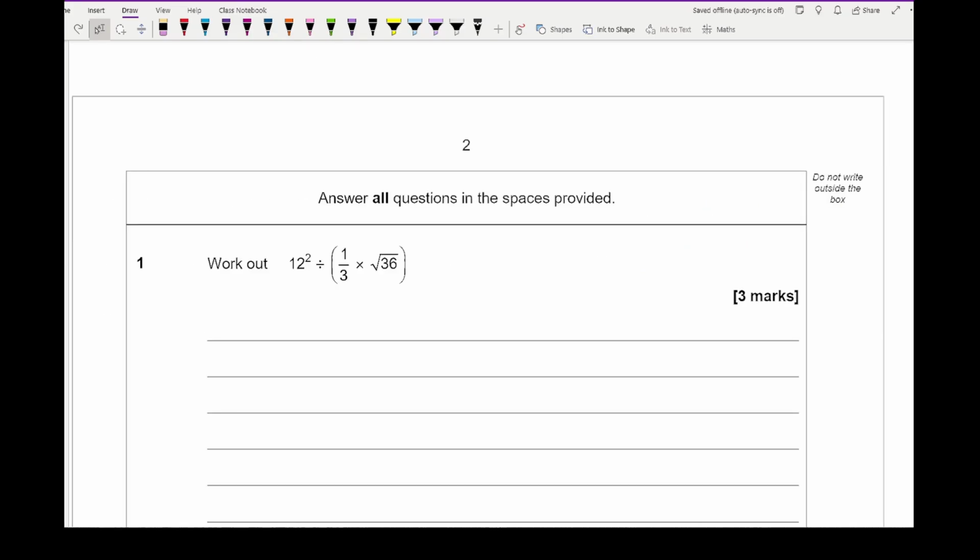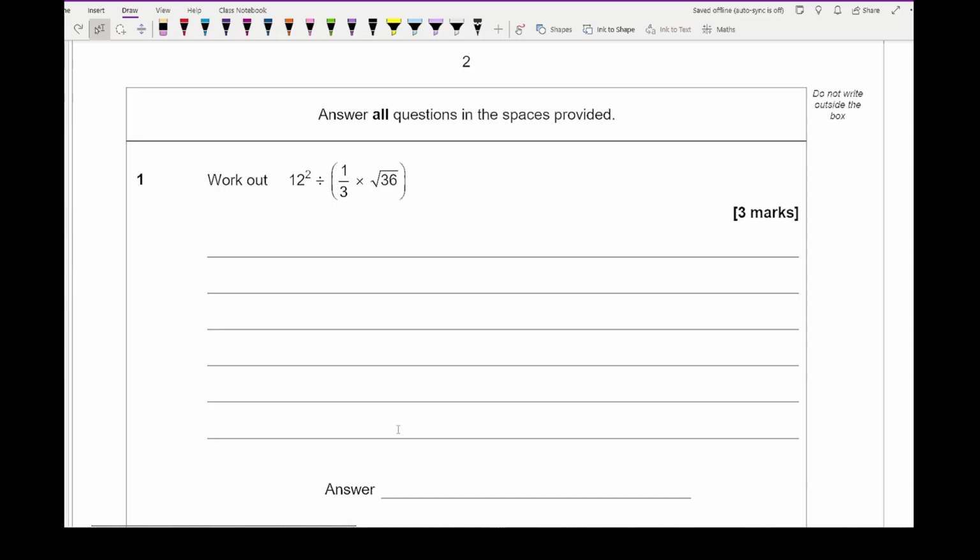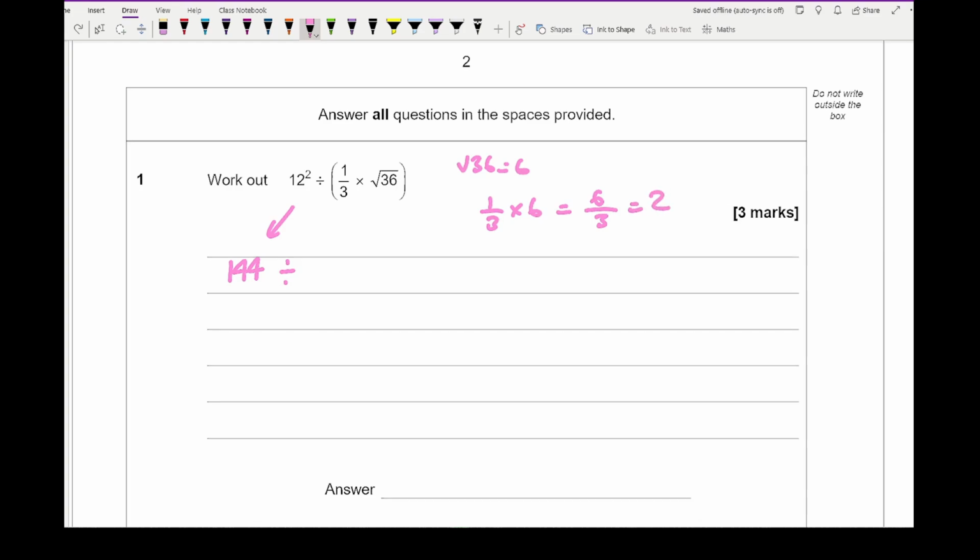So let's get started on question 1. Question 1 says work out 12 squared divided by 1/3 of root 36. First of all we work out what 12 squared is, which is 144. Then for the bracket, root 36 is 6, and 1/3 times 6 is the same as 6 over 3, which equals 2. So I want to do 144 divided by 2, which gives me the answer of 72.